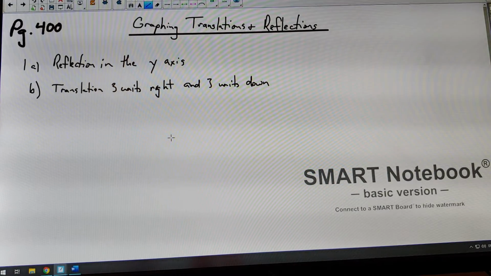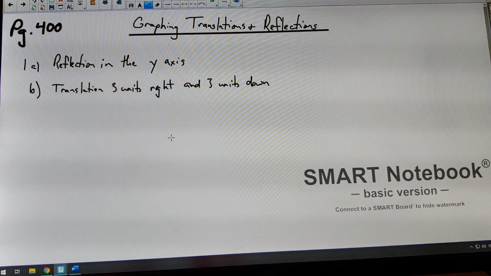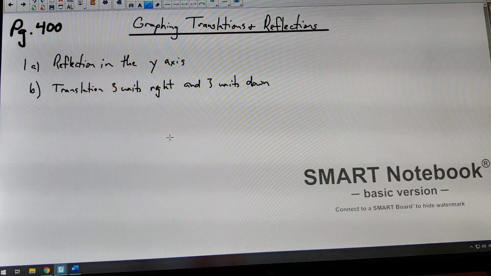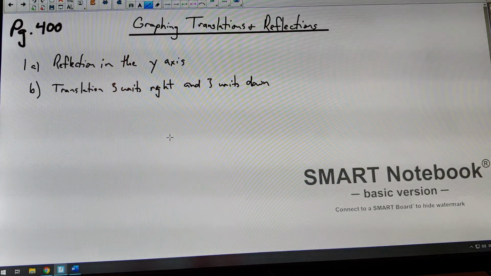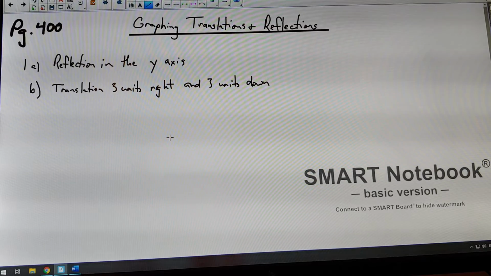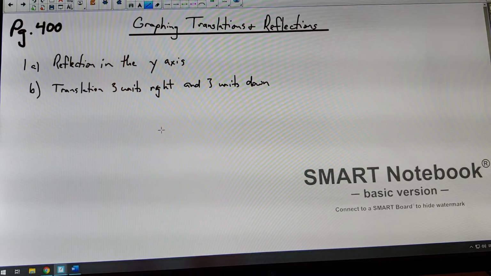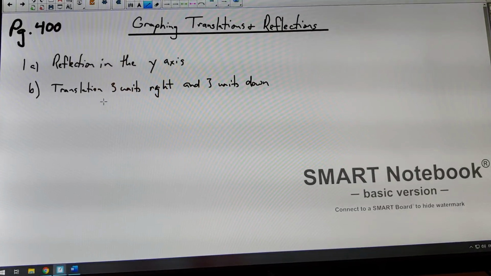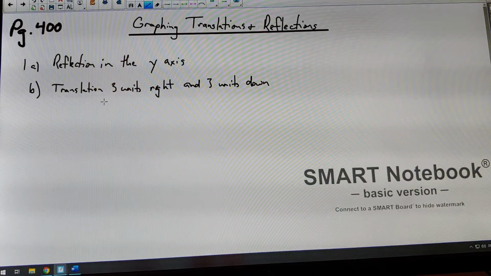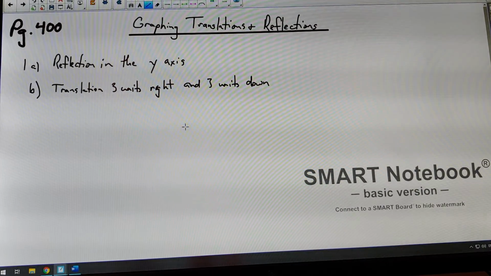For B, it was the same figure in the same orientation, so it didn't rotate and it's not a mirror image or anything like that. So it's just a translation. If you follow the points from A to A prime, it went 3 units right and 3 units down.